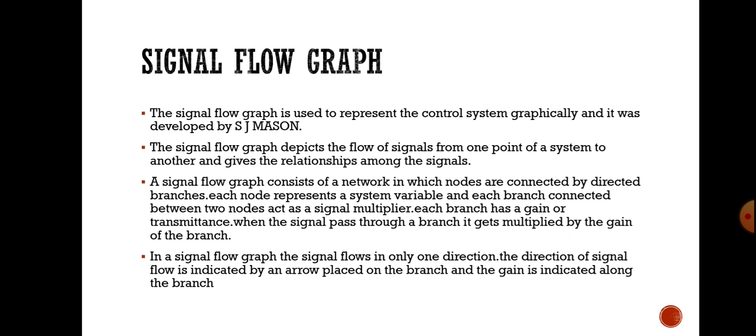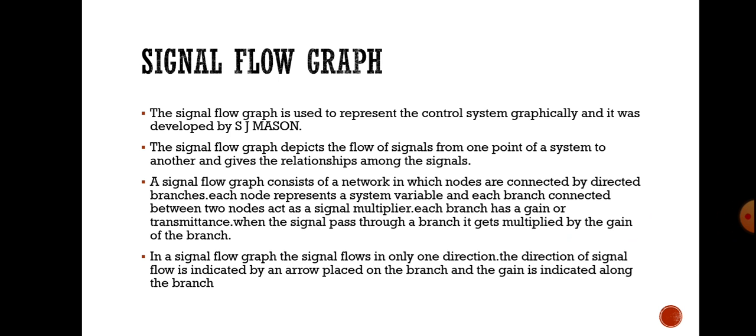Students, in this session we will discuss a signal flow graph. First of all, what do you mean by signal flow graph? Usually the signal flow graph is used to represent control systems graphically, and it was developed by S.J. Mason. The signal flow graph depicts the flow of signals from one point of the system to another, and it gives the relationship among the signals.